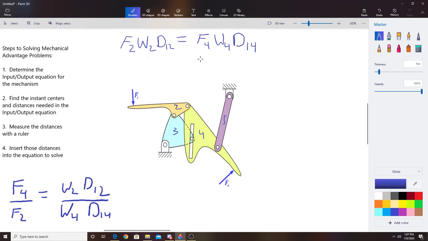Essentially, you just move this to this side and all the other stuff to the other side, and you're left with this. And F4 over F2, I can't stress this enough, is mechanical advantage, right? So this right here is mechanical advantage is equal to these quantities, right? And now, really fast, we know that these two are equal to something from our previous chapters. So W2 over W4 is the inverse of the kinematic coefficient for a rotating link. So what we can do is we can substitute those.